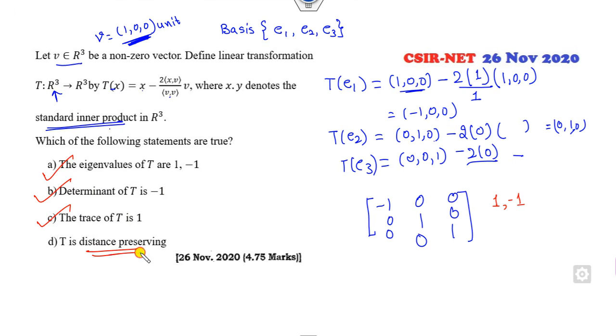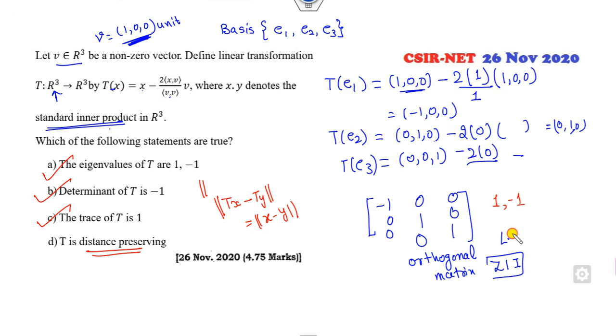T is distance preserving. What is the meaning of distance preserving? If I find Tx minus Ty, which is nothing but an inner product, it is the same as this. So definitely you can see this matrix is an orthogonal matrix. Fine. Each column is a unit vector, so definitely these properties hold for this.